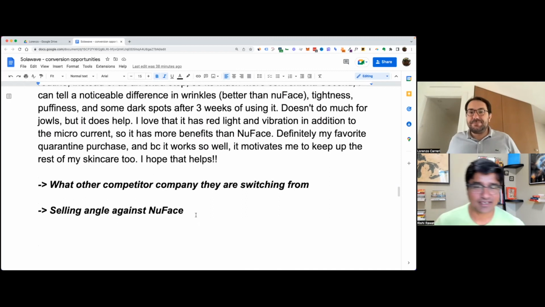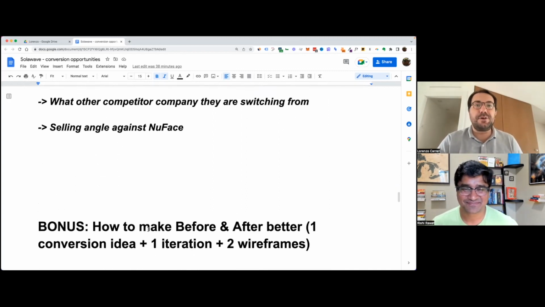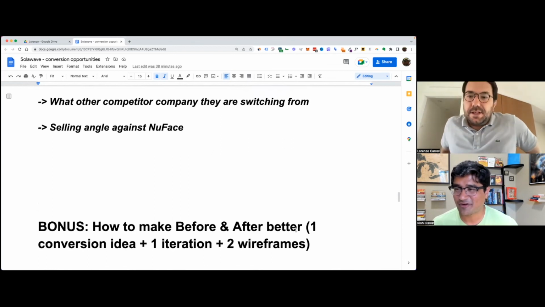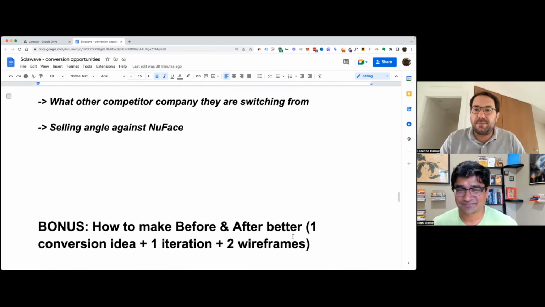I love it. I love it. And I know that there's a surprise, right? So yeah, there's a bonus one about how to make the before and after much better. I have one conversion idea, one iteration of that conversion idea, and two wireframes. And what do people have to do? What are we getting for this bonus? Yeah, they can just download it from the notes.